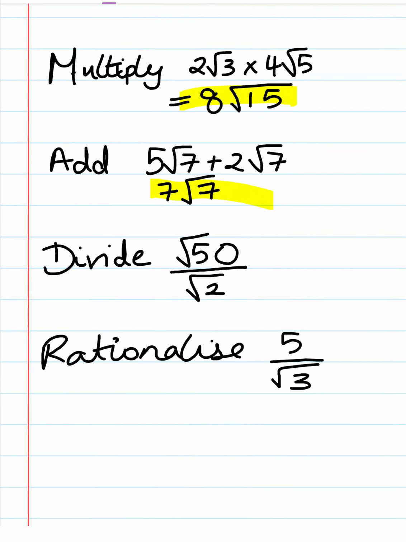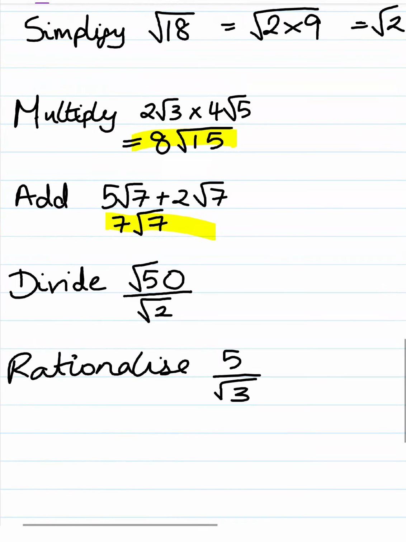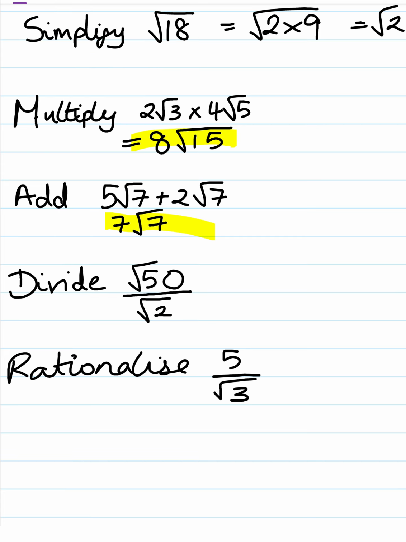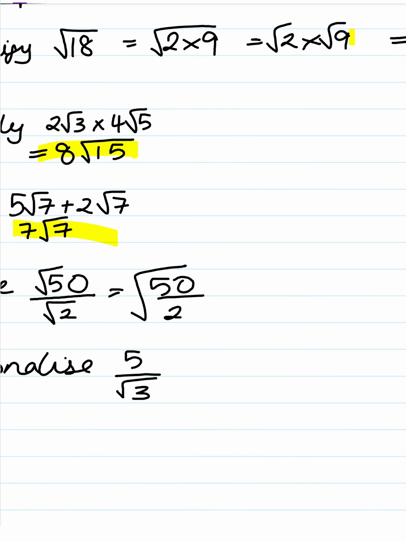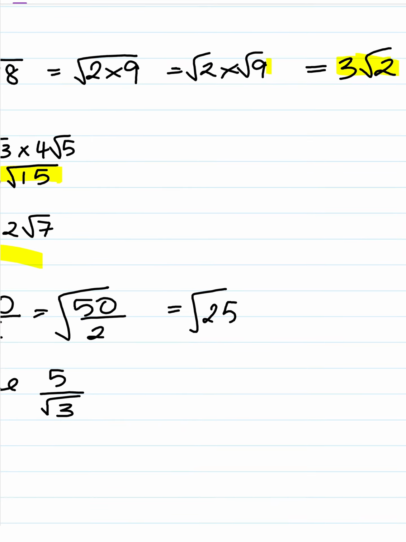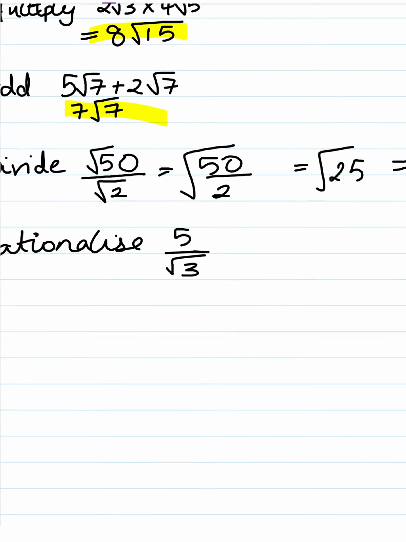Let's now look at division. We've got the square root of 50 divided by the square root of 2. And from our division rules, we know this means we have to do the square root of 50 divided by 2, which is the square root of 25, as 50 divided by 2 is 25, which makes the answer 5, as the square root of 25 is 5.